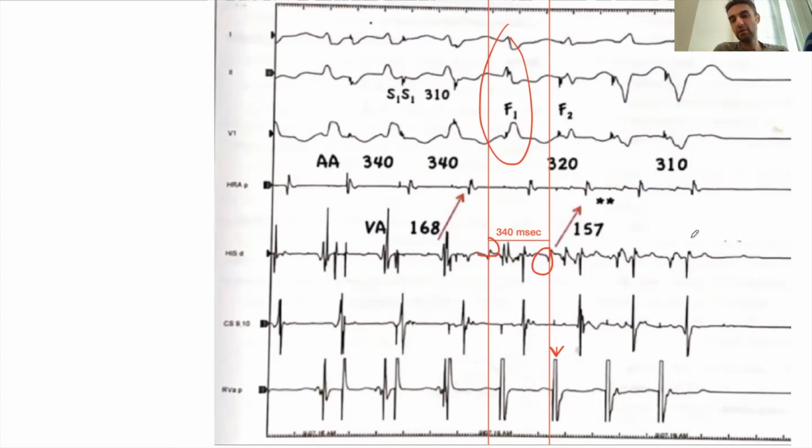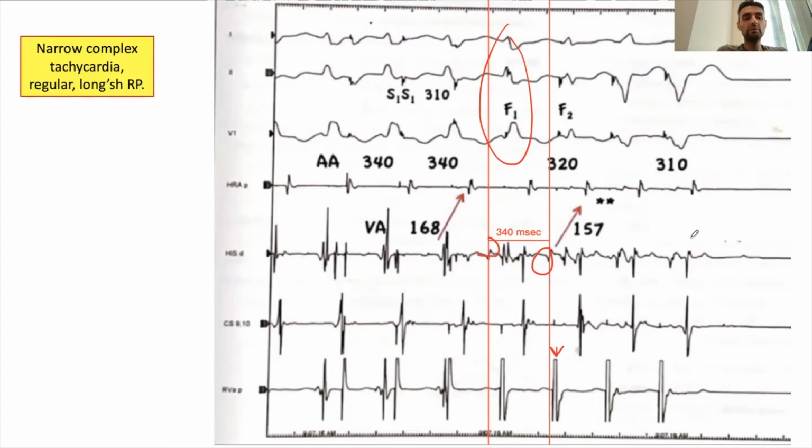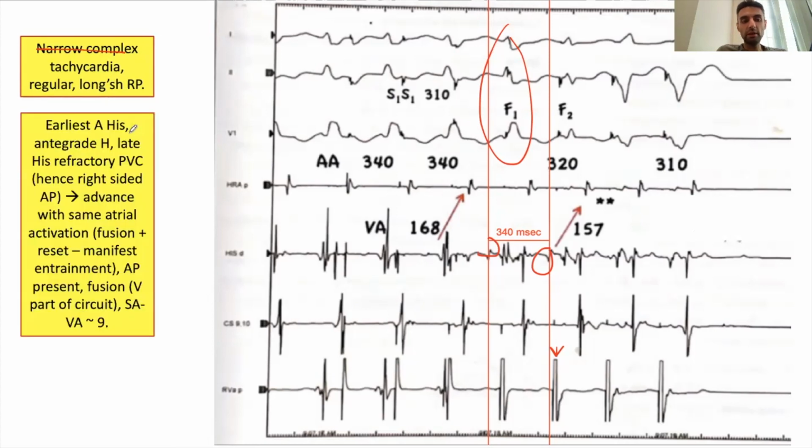However, the tachycardia thereafter terminated. Okay, so in this case, it's not really a narrow complex right bundle branch block tachycardia. It's regular. Sorry about this. Longish RP, earliest A at the His. These are your A's, so definitely earliest A at your His.